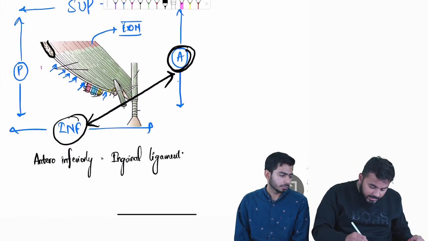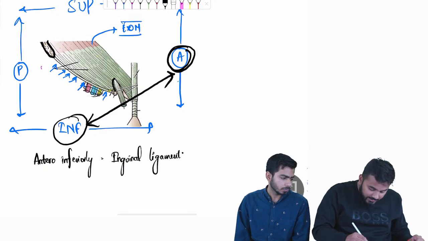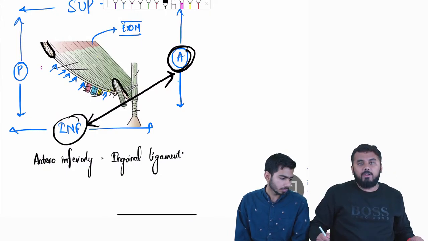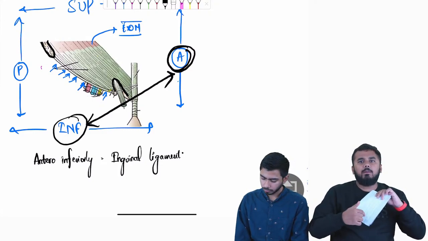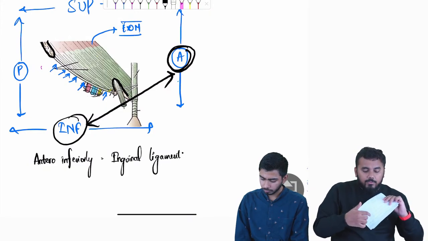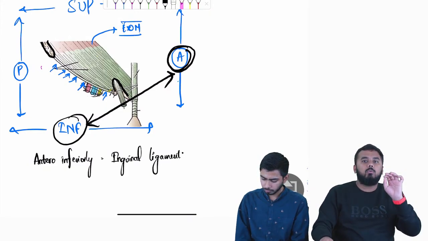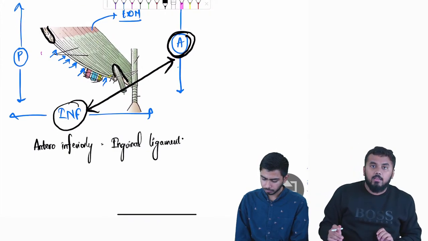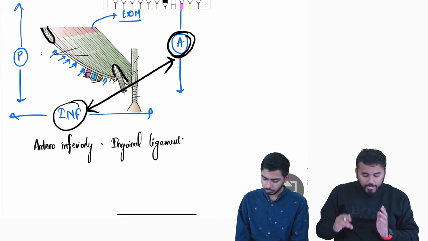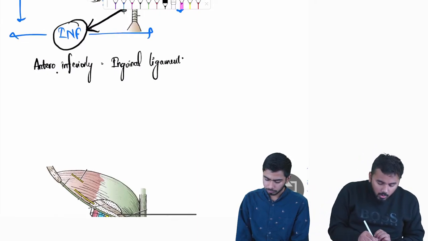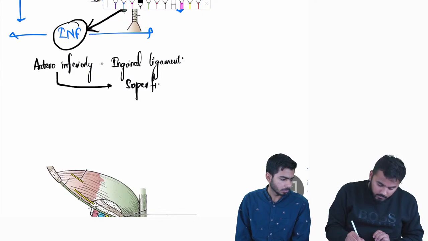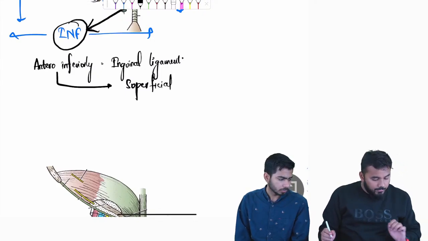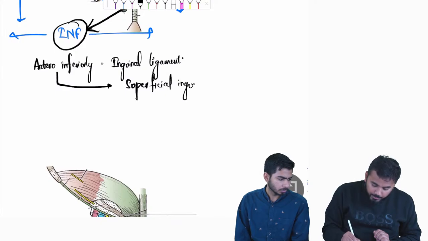If you pay close attention here, antero-inferiorly, there is a defect here. You see, there is a defect, right? If this is the muscle and I make a hole here, that will become the defect of this muscle. That defect is called the superficial inguinal ring. So, this defect on the external oblique muscle, which is located antero-inferiorly, is called the superficial inguinal ring.